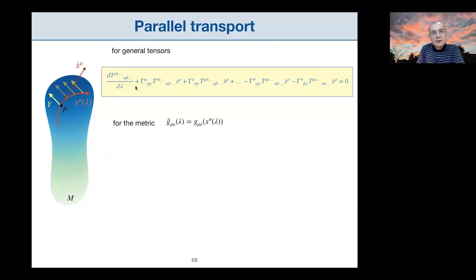This is a formula for general tensors. You can also perform parallel transport of any tensor you can think of by taking, again, the standard derivative in a coordinate system of these T^μν...αβ... of λ, but adding and subtracting appropriate gamma related terms. These are basically gammas, again, contracted with each of the upper and each of the lower indices over here, and with ẋ^ρ, the tangent vector, also contracted over here.